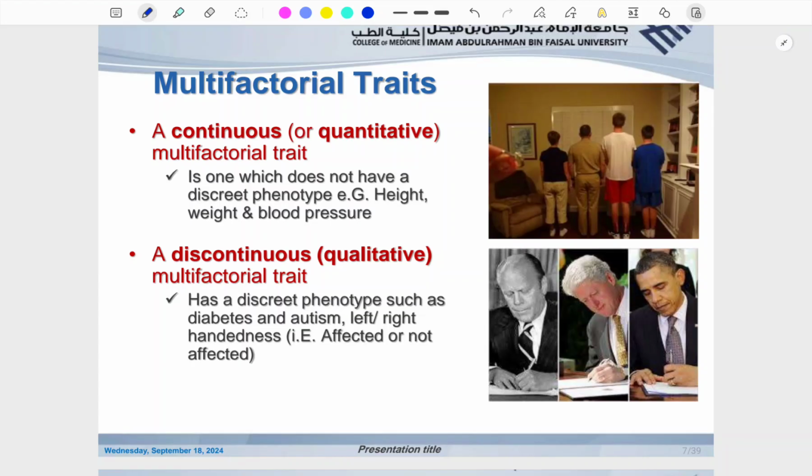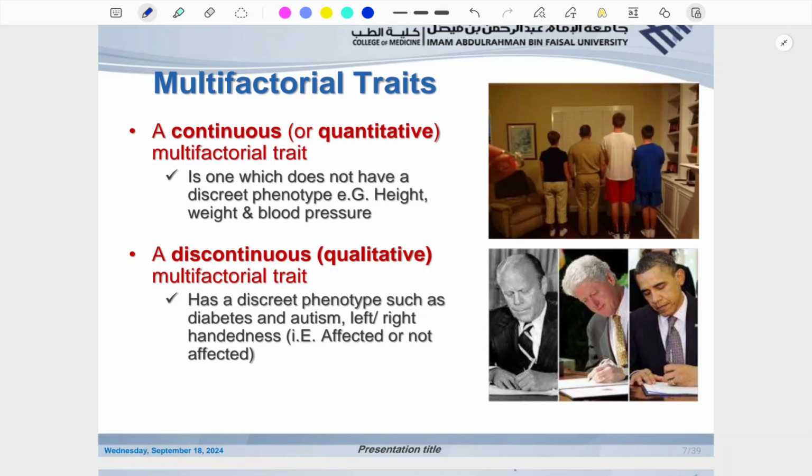Do you know these people? Presidents of the United States. And look at them, all of them are left-handed. So how many left-handed people are here? None? Then there's hope for a Republican today. Left-handed. This is qualitative. You know, there is a discrete category. There are more examples of that. Look at this. Well, we'll come to it in a minute.